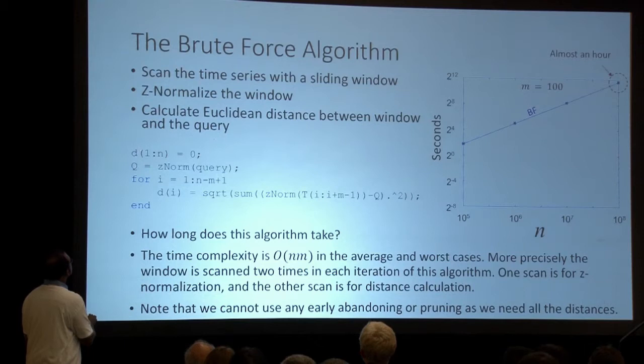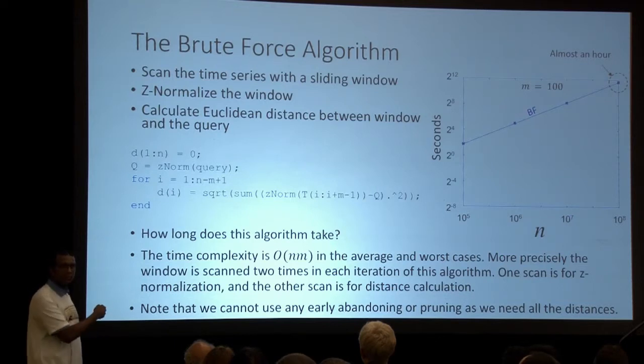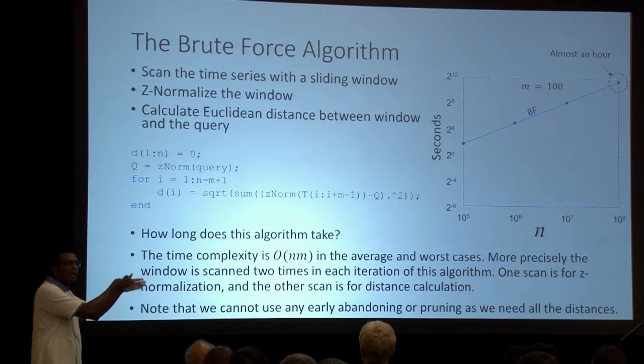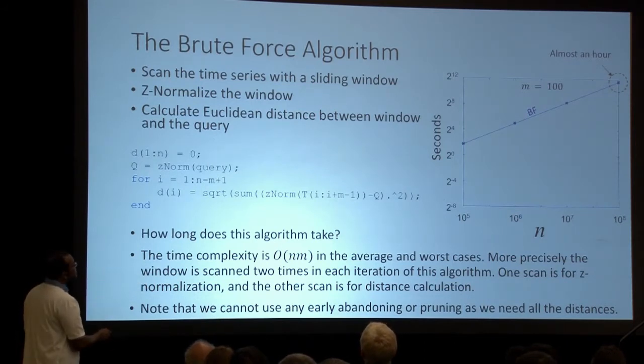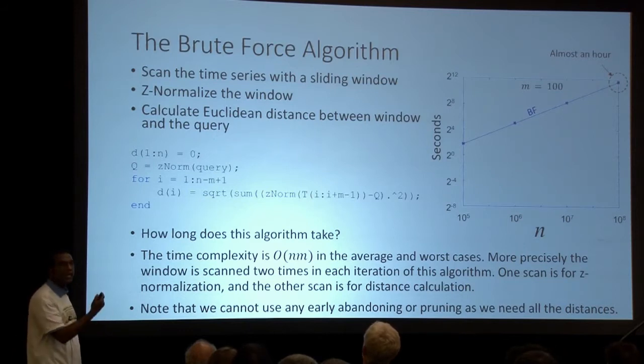So you take a vector of size n. It can be n minus m plus 1 size, whatever it is. You put zeros there just to initialize. And then you normalize the query. I showed that function a few slides back. And then you scan, which is your sliding window operation, from 1 to n minus m plus 1. So i is the starting position of your window, and you extract the subsequence i to i plus m minus 1 from the time series. Capital T is the time series.